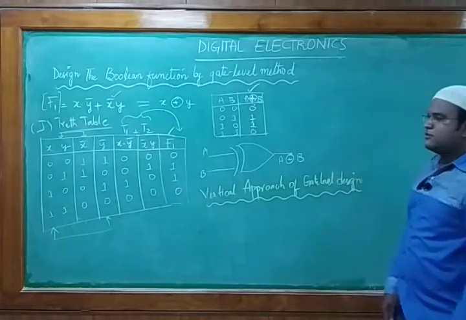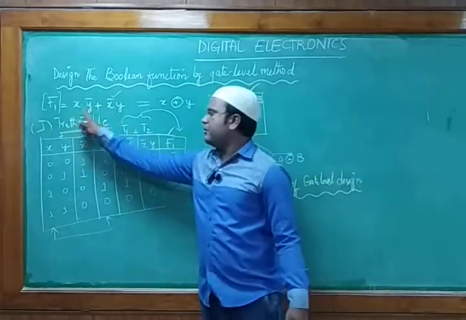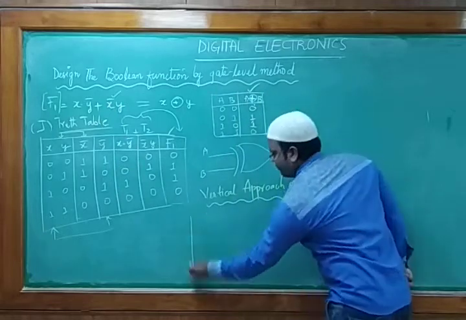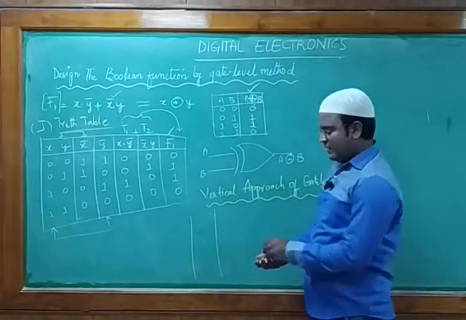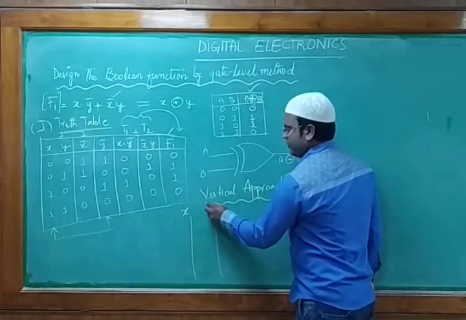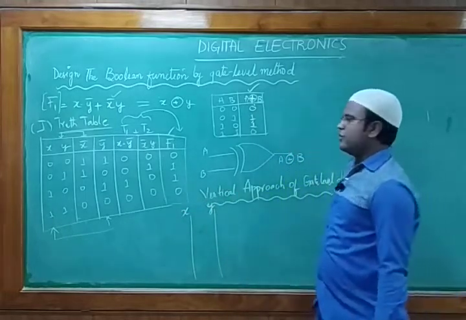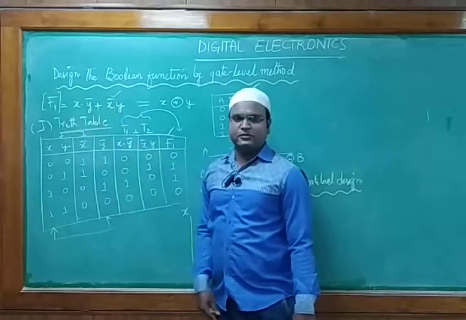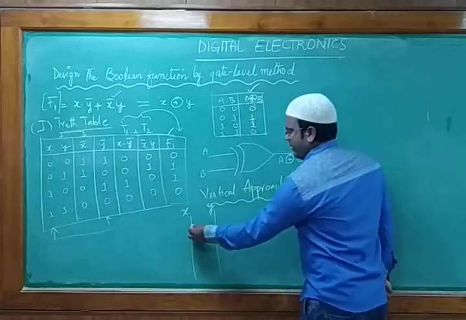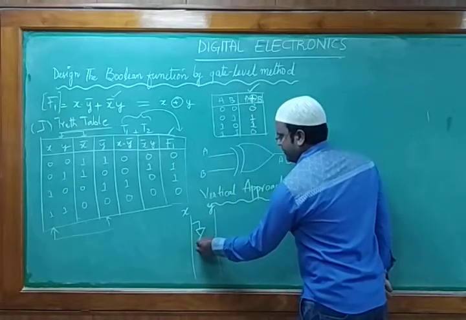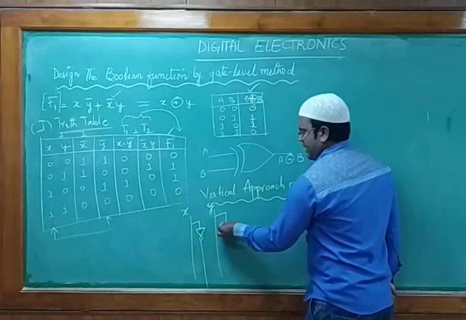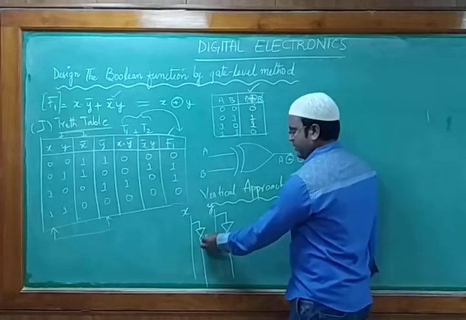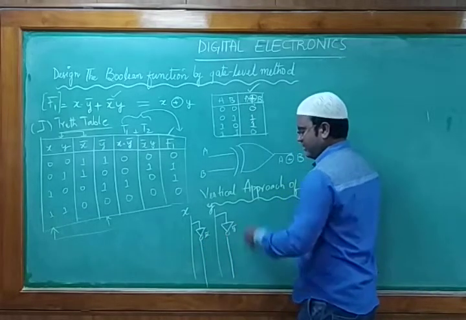Since how many things did we have? We had only two inputs, x and y. So we'll take two vertical lines, and we'll mention the name as x for the first one. For the second one we'll mention y. Since we required complements, that is y bar and x bar, in order to get the complement we need to connect one NOT gate. So this is one NOT gate, this is another NOT gate. So we got both the NOT gates. We need to write its output would be x bar over here and y bar.